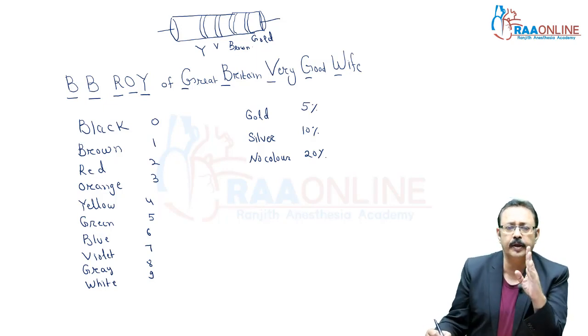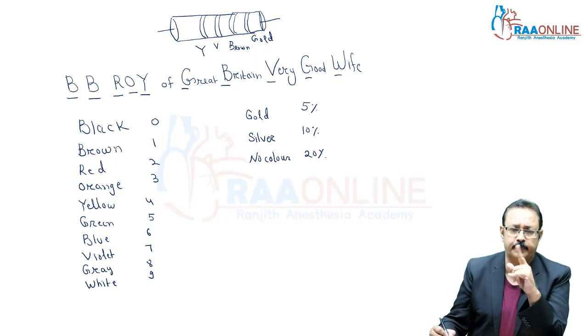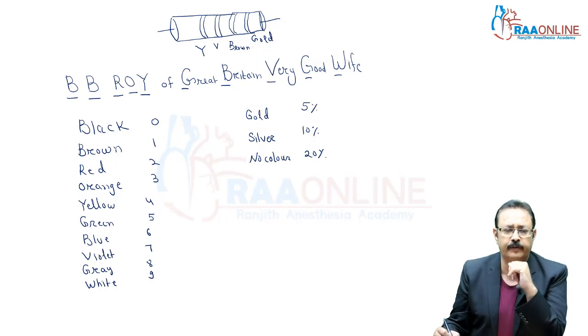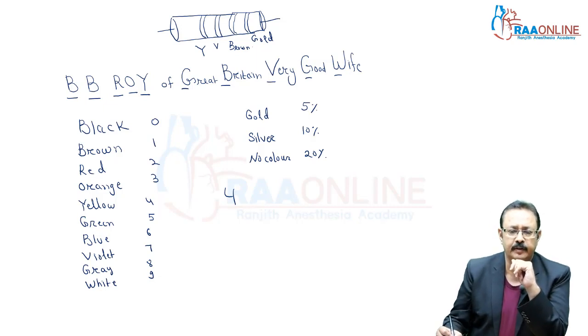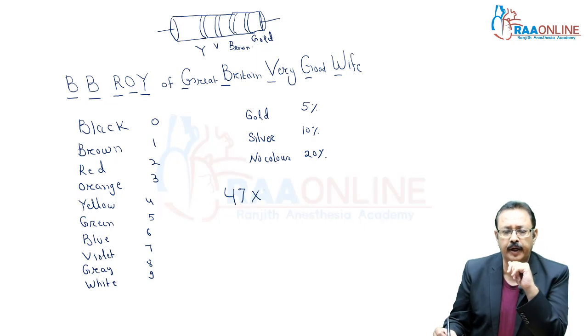Now I am decoding the resistance of this specimen. First color was yellow. Yellow stands for 4, so I am writing 4. Second color is violet. Violet stands for 7, so I write 47, into 10 to the power. Third color was brown. Brown stands for 1.